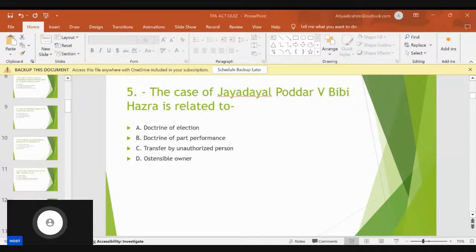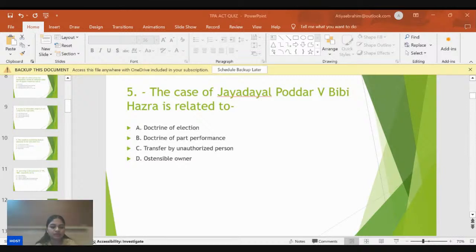No answer is coming. This is a very famous case in the TP Act, Jayadayal Poddar versus Bibi Hajra. If you have gone through this case, you can easily tell me what it is related to. Which doctrine? What was the dispute here?